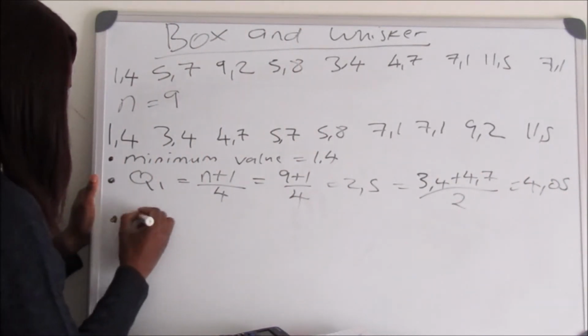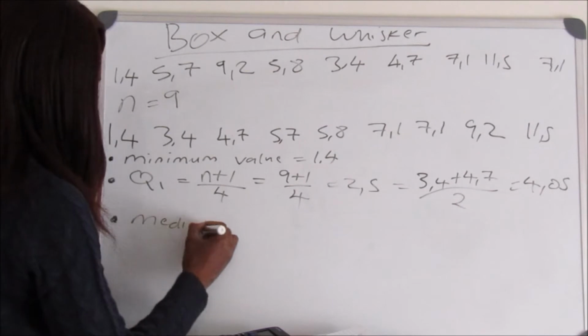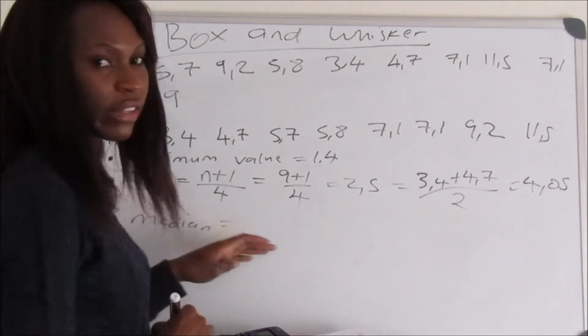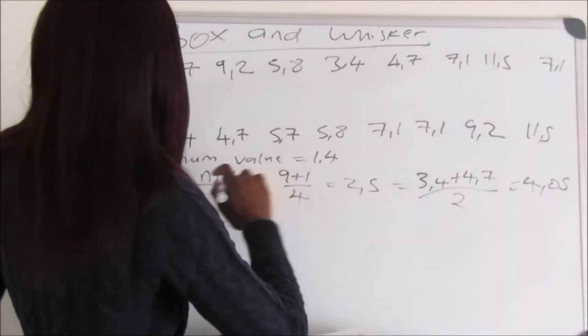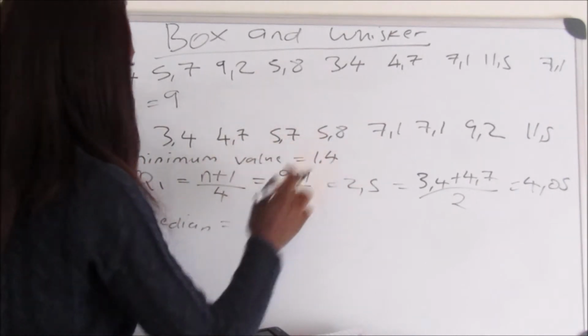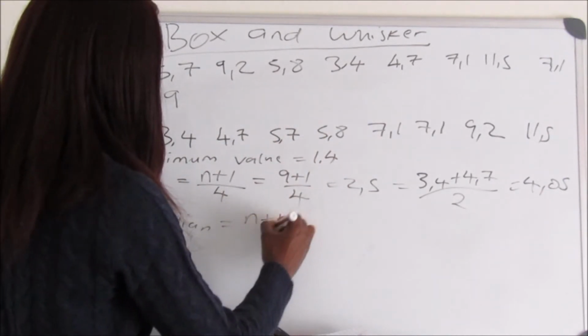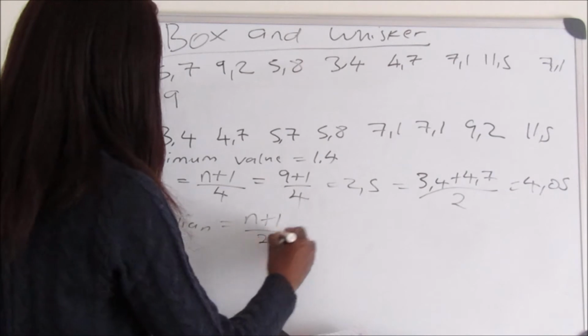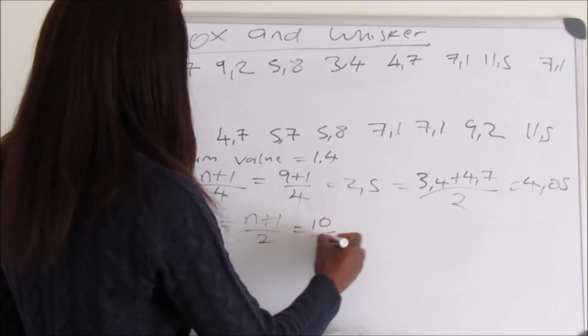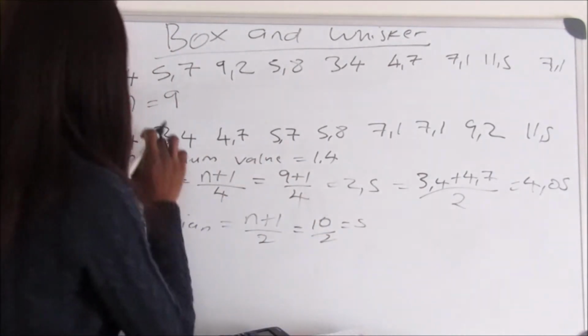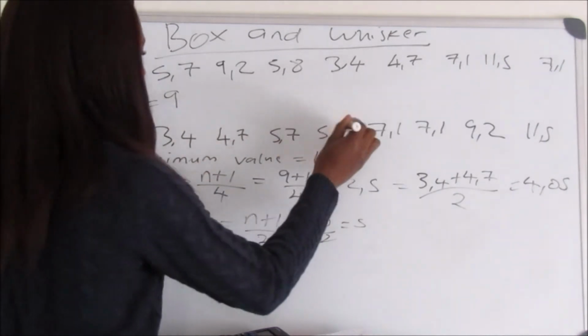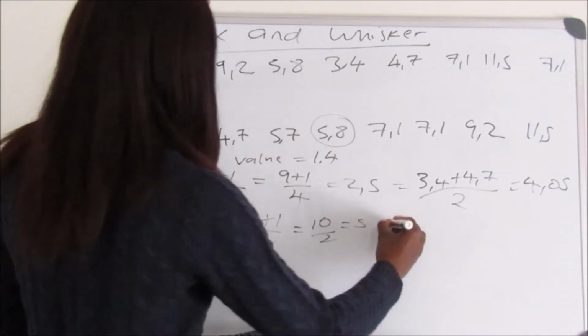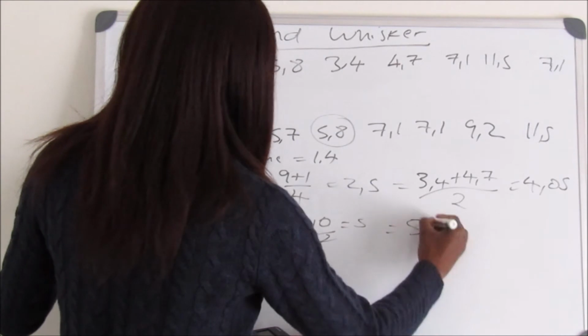Then our median, which is the middle number of the ordered data set. We have a data set of 9. To find the middle number, we use the equation n plus 1 divided by 2, which will be 10 divided by 2, which is 5. Then we just count 1, 2, 3, 4, 5. This one is our median, and that means that our median is 5.8.